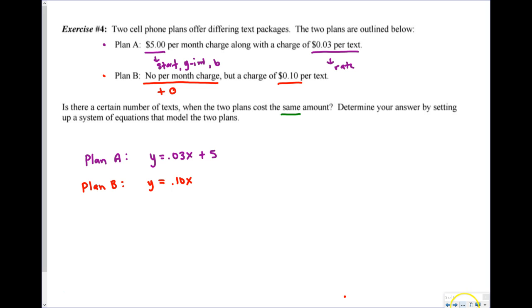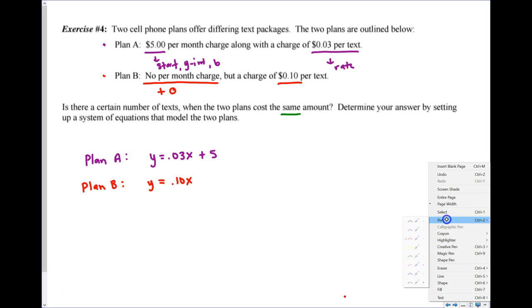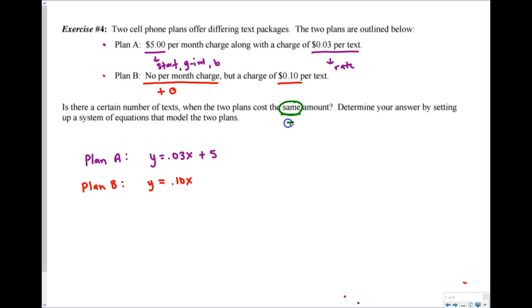It's just understood that if there's no number there, then your y-intercept is 0. Now we get to the point where this question says, will the two plans ever cost the same amount? Like if you use a certain number of texts, will they be the same? When you see this word same, you think equal to. So this wants you to figure out when these two things are equal to each other. Another way to word this is you're going to solve this system and see when x is the same. So because y equals 0.10x, I can replace it into the other y here. So instead of saying y equals 0.03x plus 5, I'm going to replace this y with 0.10x. And now I've got an equation with just x's, and I can solve.